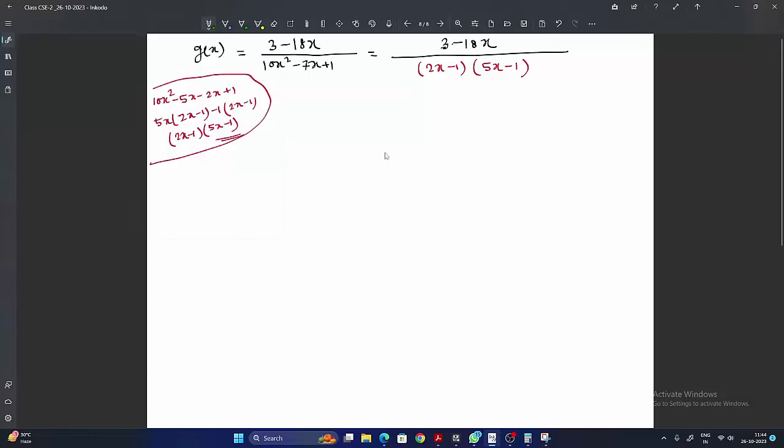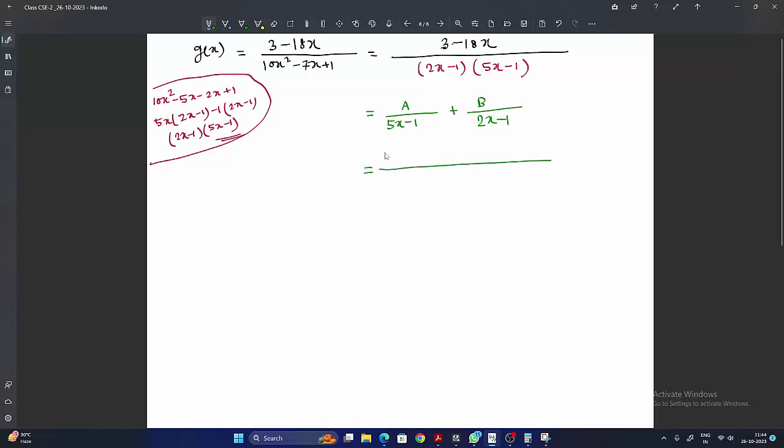Now what will be the partial fractions we take? Both are linear terms, so first take the 5x minus 1 term, a by 5x minus 1, plus b by 2x minus 1. Is it okay now?